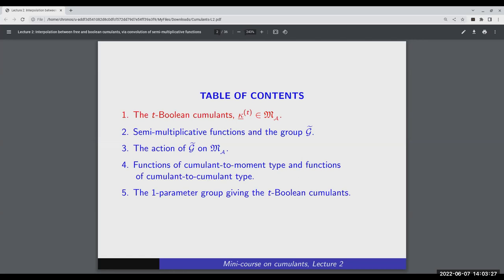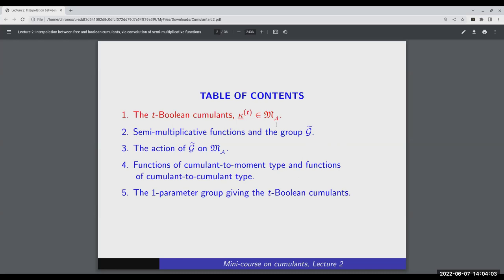Here you see the sections of my lecture, and this idea of group. I was saying that in order to transition between moments and cumulants, or directly between two different brands of cumulants, there is a group involved. The main point is to discuss where this group lives and what it consists of. It's this group G-Tweeter, which appears on the table of contents.